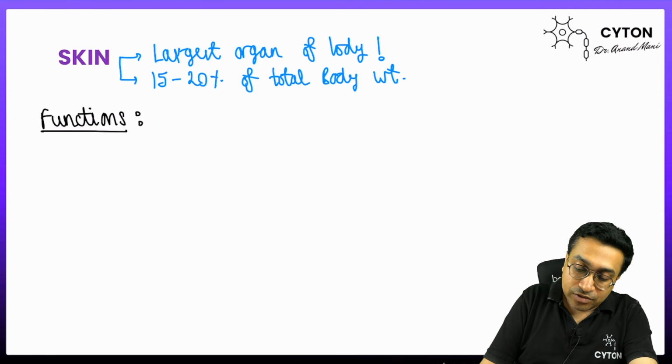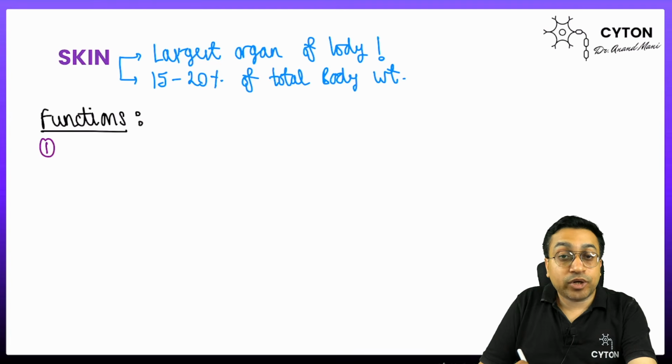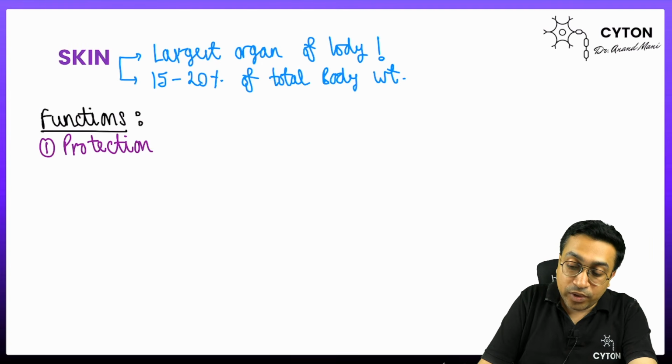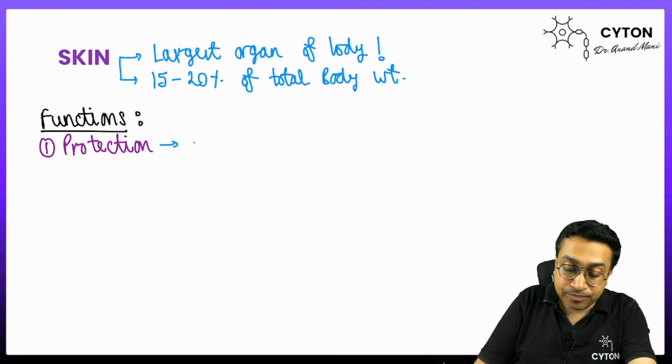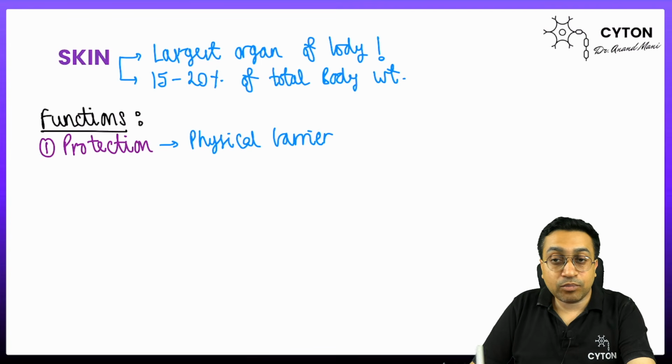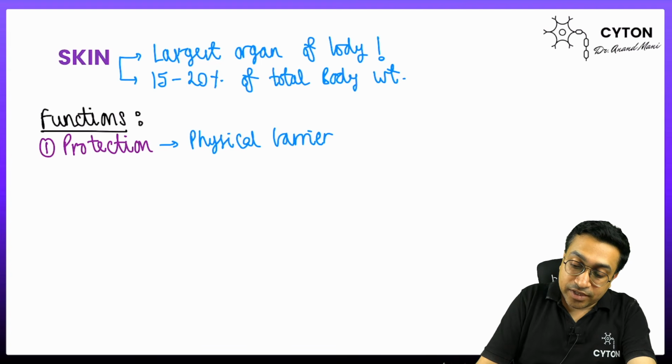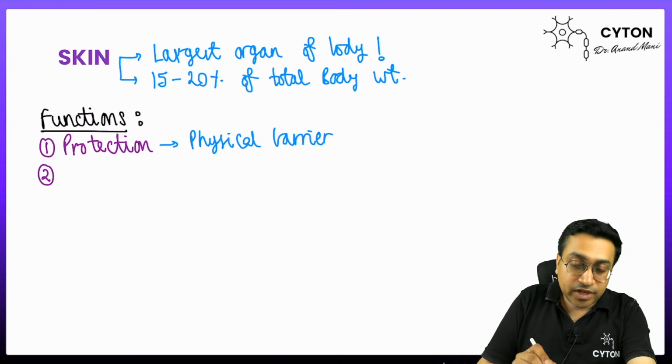So number one function, what is that? We have first function, that is protection. In the sequence of importance of these functions, I am listing them. So how is it protection? This skin is actually acting as a physical barrier which protects the body from pathogens like bacteria, viruses, chemicals, and physical injuries, right? So that is the first function, fairly easy to remember.